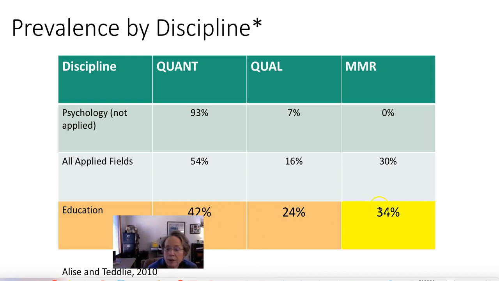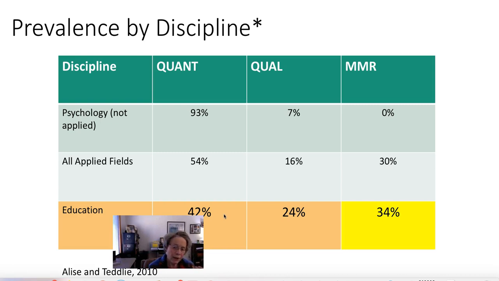When you look over these flagship journals, it's not surprising to me because these numbers are pretty consistent: 34% of the published articles, and these are top-tier journals, are in mixed methods. About a quarter are qual only, and 42% are quant only.